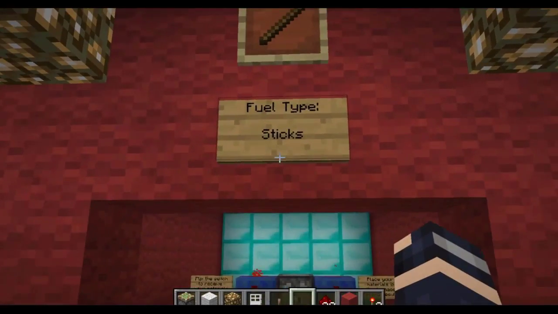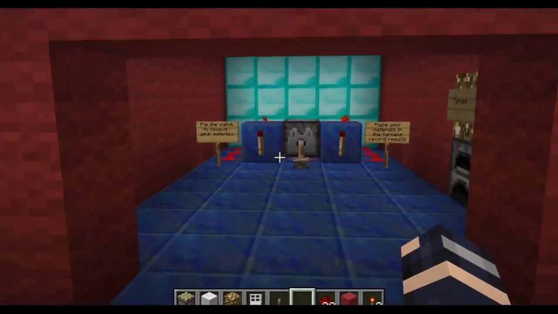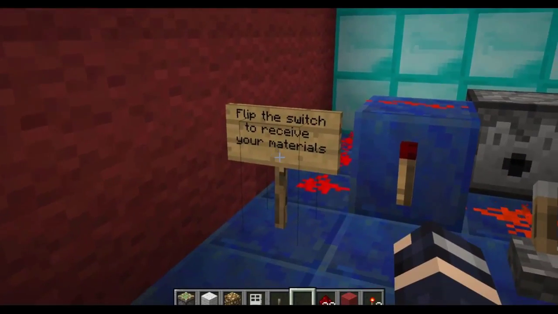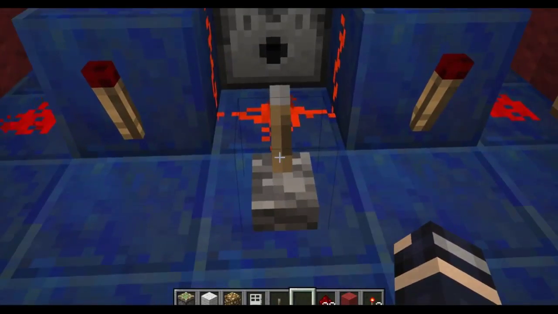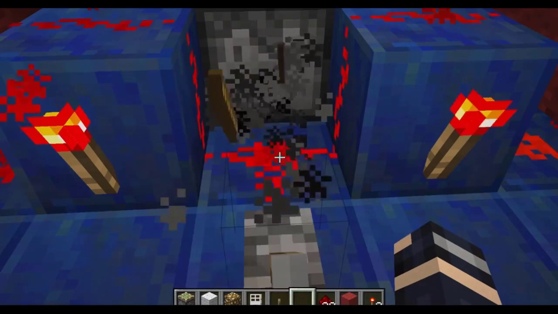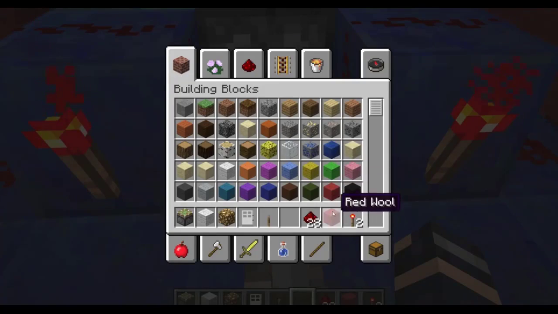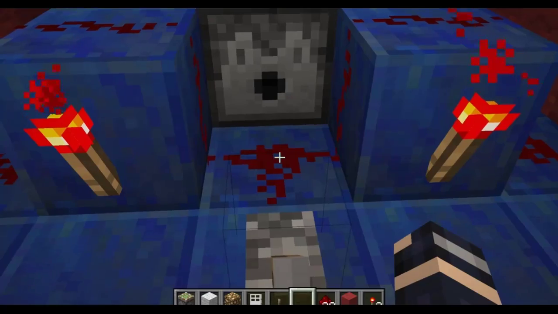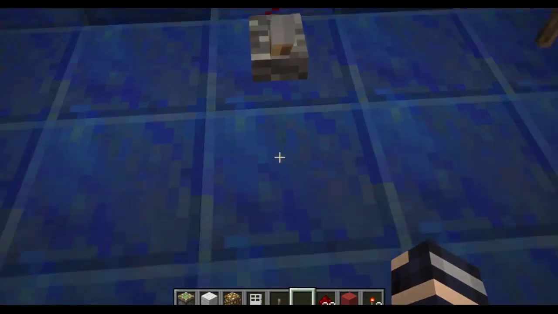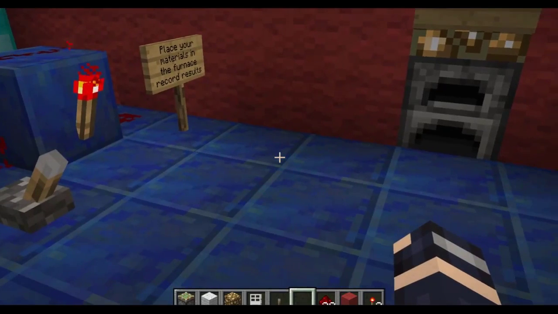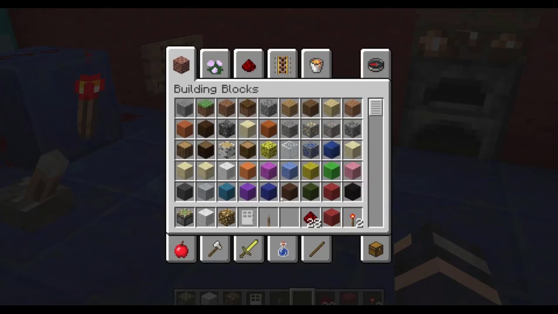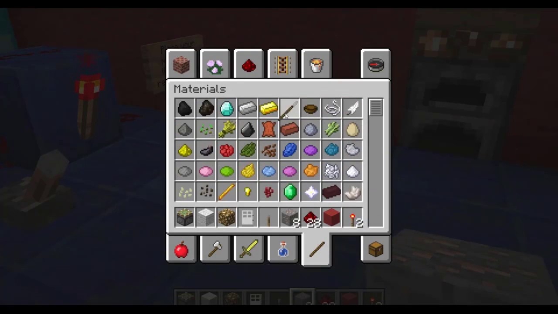The first room has sticks as a fuel type, and what you do is you come in here, and there's a dispenser with a switch, and you flip the switch, and it spits out a bunch of iron ingots and some sticks. Okay, so we now have the sticks and iron ingots, which we appear to have lost, but let's assume we got 8 iron ingots and 2 sticks, which is what we should have gotten.